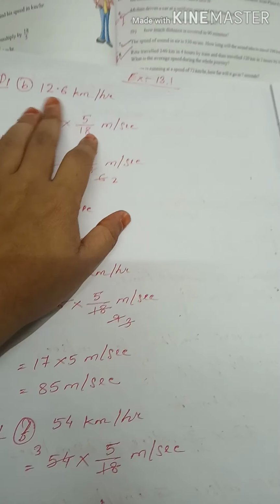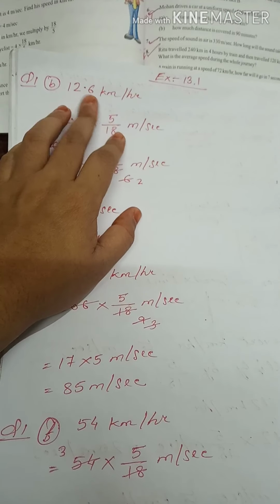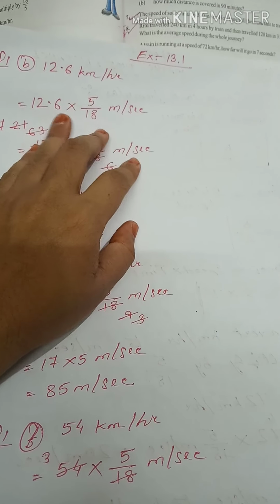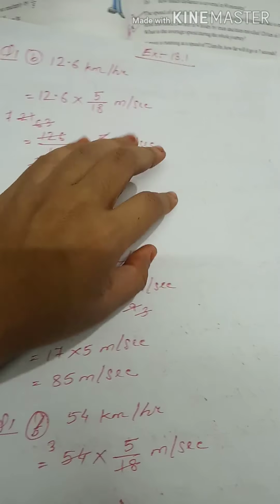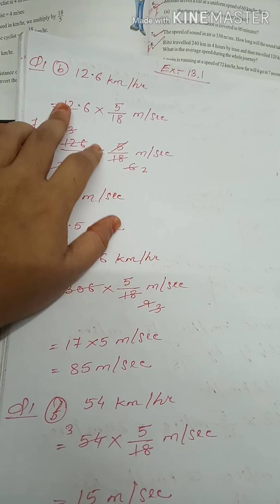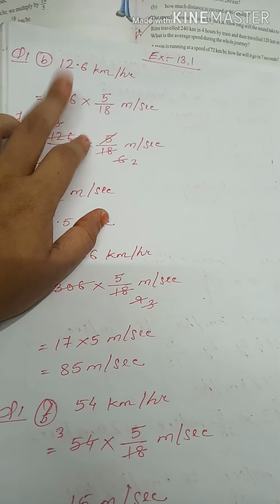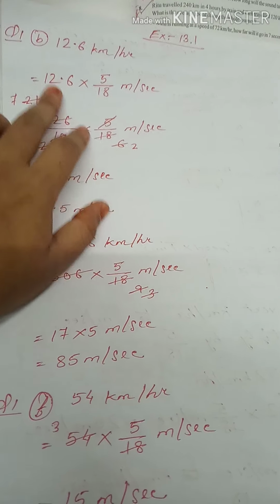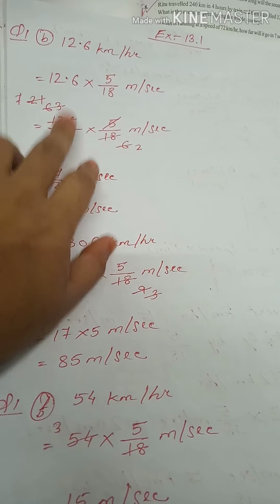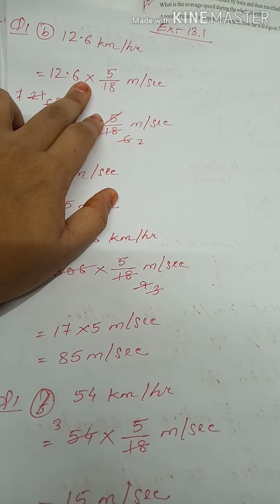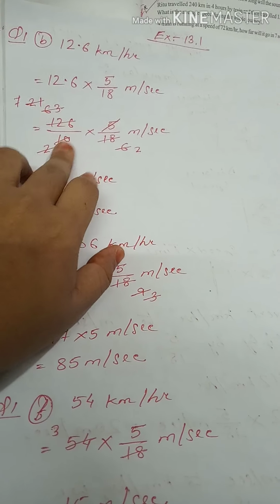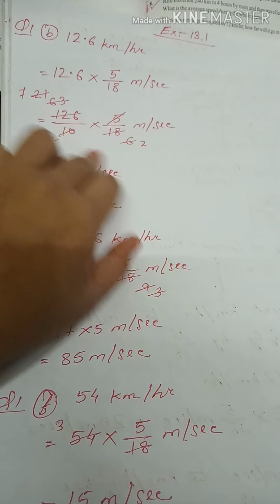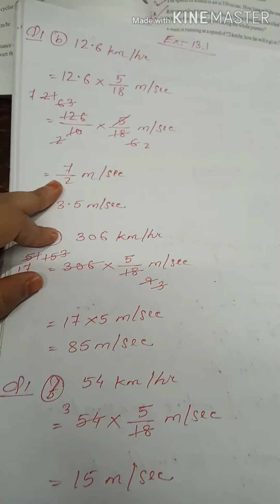See here, question 1b, 12.6 kilometer per hour equals 12.6 into 5 by 18 meter per second. Since it is in decimal, I have removed the decimal. When I remove it, it becomes 126, and after the point, since there is only one digit, so 10. So it becomes 126 by 10 into 5 by 18. After all the calculation the answer comes out to be 7 by 2 meter per second. This I have divided further and converted to decimal.